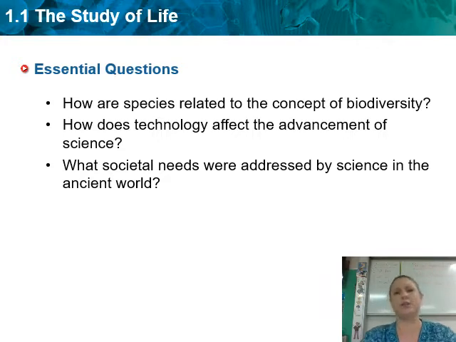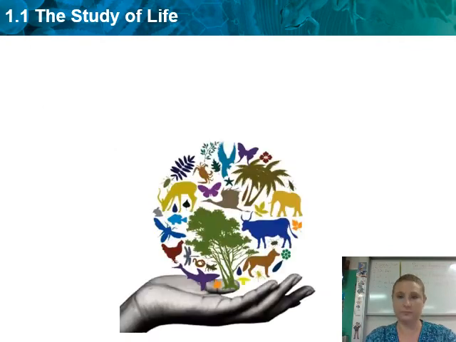So our first essential question, how are species related to the concept of biodiversity? Second one, how does technology affect the advancement of science? And the third one, what societal needs were addressed by science in the ancient world? And again, they sound very confusing, but we're going to break them down as we go.